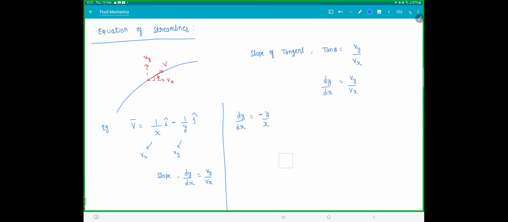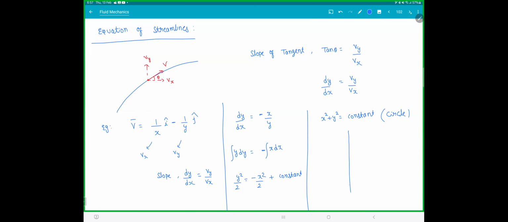Yeah, I think I wrote it reversed. This is y dy equals minus x dx. This is y square by 2 is equal to minus x square by 2 plus some constant. It's an indefinite integration, so we get an equation here. x square plus y square is equal to constant. What is this equation of? This is a circle, right? So for different values of the constant, you get different circles.